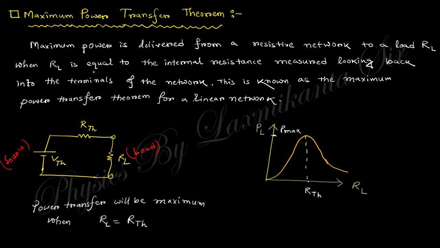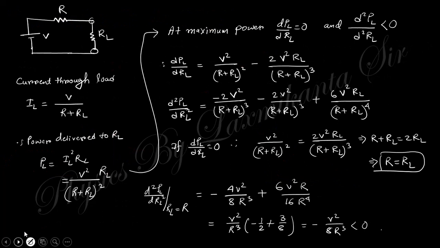Here it is written that maximum power is delivered from a resistive network to a load RL when RL is equal to the internal resistance measured looking back into the terminals of the network. This is known as the maximum power transfer theorem of a linear network. So the power supplied increases until the load equals the internal resistance, where it is maximum, and then falls again.